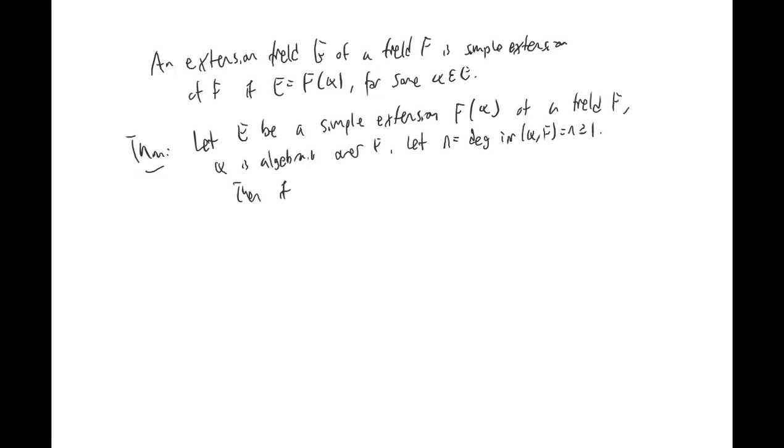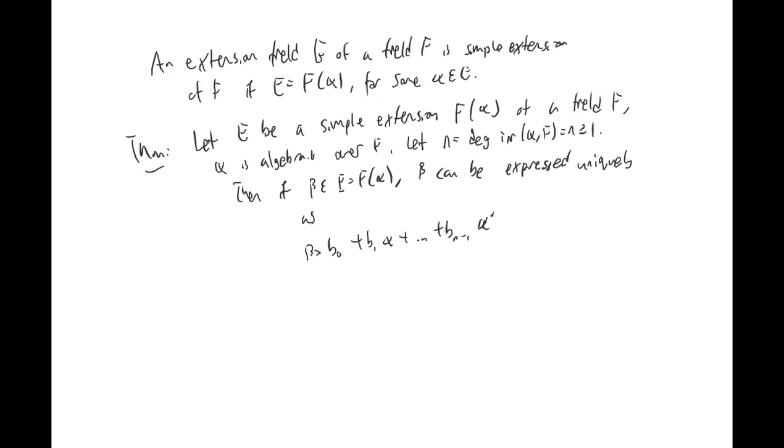Then if beta is in F of alpha, right? Beta can be expressed uniquely as combinations of powers of alpha, up to n minus 1, where bj is in F for all j.